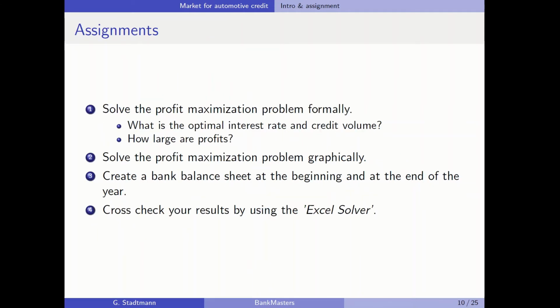You should solve the profit maximization problem formally. You should come up with an answer to the question, what is the optimal interest rate and what is the optimal credit volume? How large are profits? You should solve the profit maximization problem graphically. In a third step, you should also create a bank balance sheet at the beginning and at the end of the year. In a fourth step, you should cross-check your results by using the Excel solver.